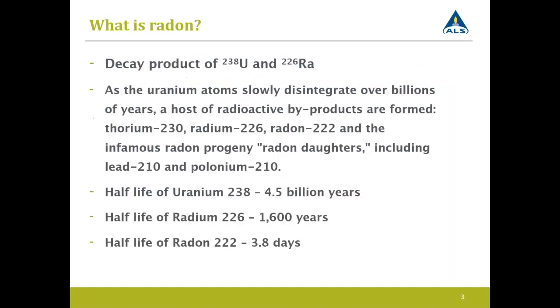This is a decay product of uranium-238 and radium-226. As the uranium atoms slowly disintegrate over billions of years, a host of radioactive byproducts are formed, like thorium-230, radium-226, radon-222, and the infamous radon progeny, or radon daughters, including lead-210 and polonium-210. The half-life of uranium-238 is 4.5 billion years. Half-life of radium-226 is 1600 years, but half-life of radon-222 is 3.8 days.